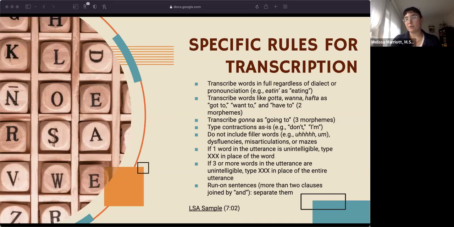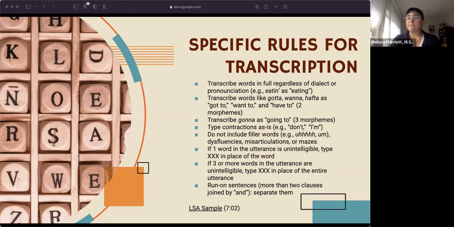Contractions, like I said, I keep the apostrophe, those get typed as is. I don't include any filler words, and disfluencies. So if I have a student who is a stutterer, I don't include any information about stuttering in the transcription. I might put a note on the side, but again, similar to transcribing things in IPA, I'm going to get that information from elsewhere. I might want to know how many times they stuttered, but for the purpose of this part of the language sample, I don't really need that information.